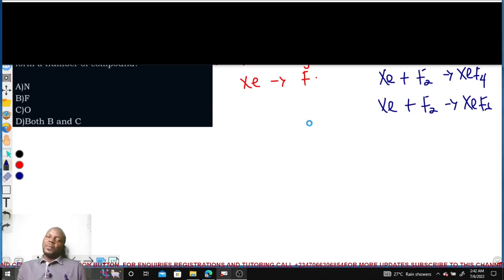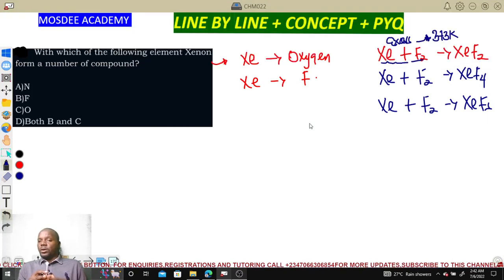Oh my word, my app is still loading, so I have to wait for this to come up. So this next one is a kind of reaction that takes place at a temperature that is a little bit higher than the first one.